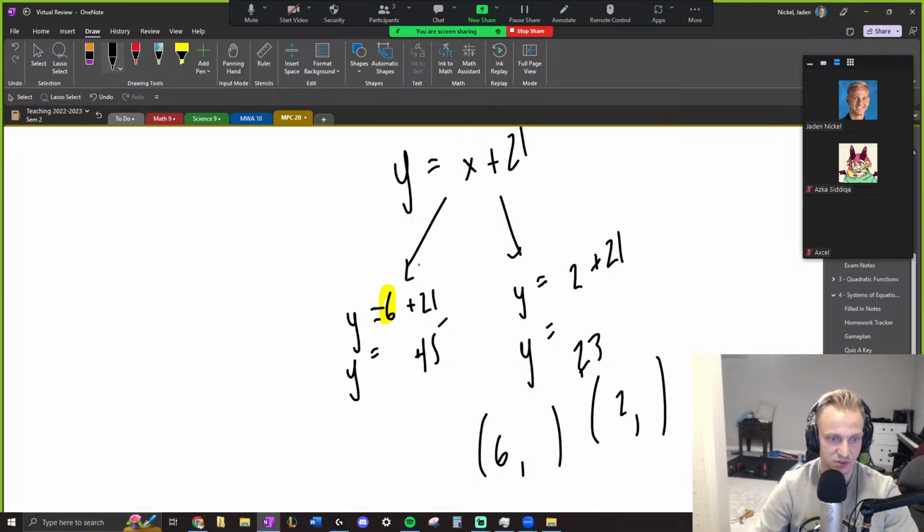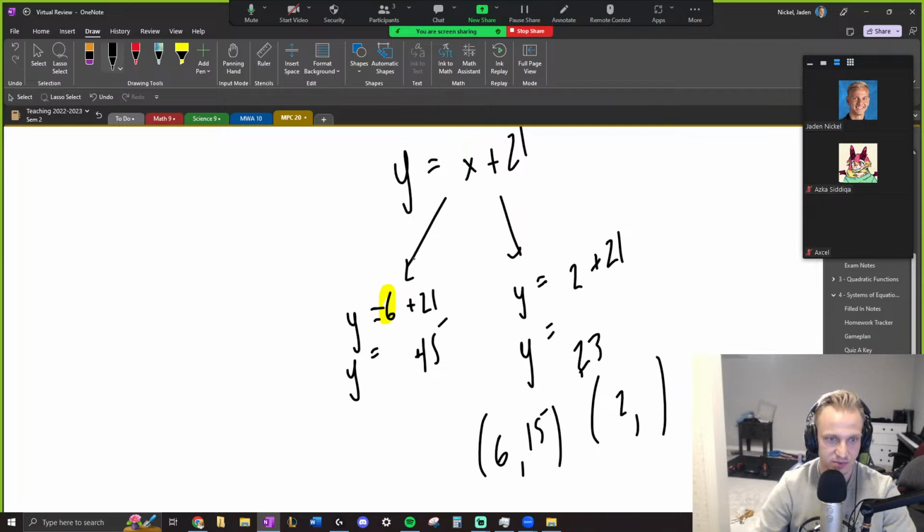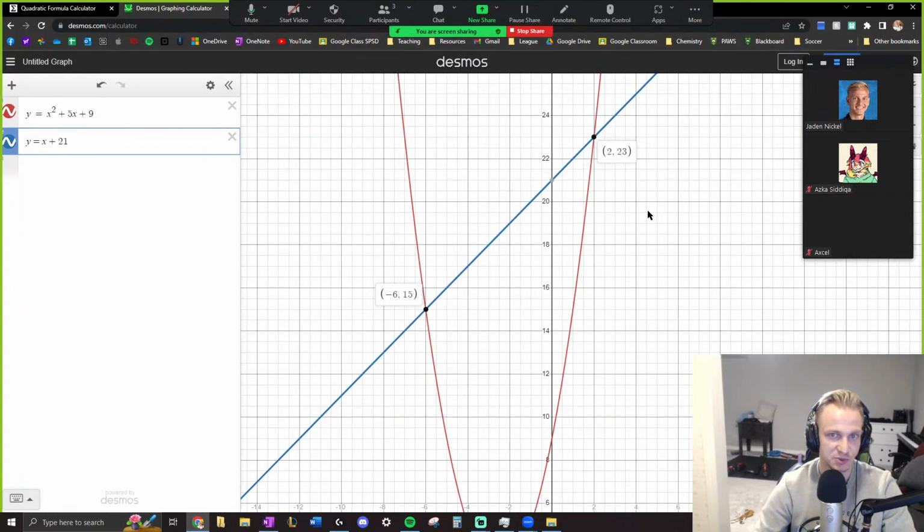So those would be our two answers. I just forgot one of my signs, or screwed up one of my signs. So this one would be 2, 23. Our 2 points there. That's our 2 points of intersection.